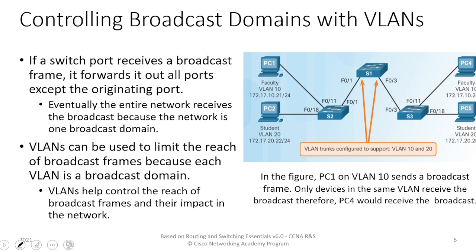But by segmenting this network into a number of different VLANs, now the broadcast domain is only limited to that VLAN. Say for example, if we send something from PC1, if there's no VLAN, it should go to PC2, 3 and 2, 4 and 5. Whereas when we have VLANs enabled, it would only go to PC4. So with VLANs, we can limit the overall broadcast domain, and that can benefit the overall network efficiency.